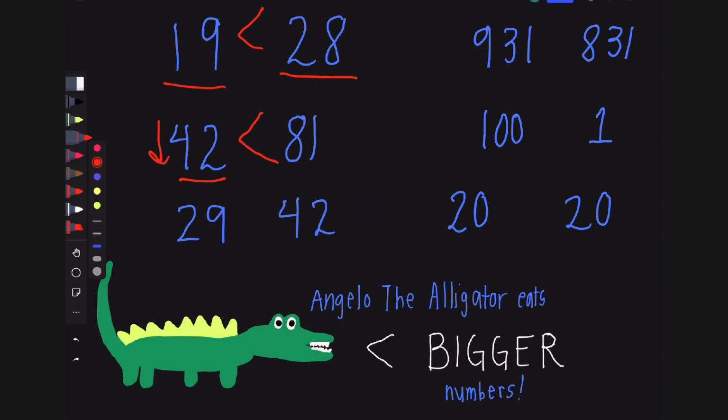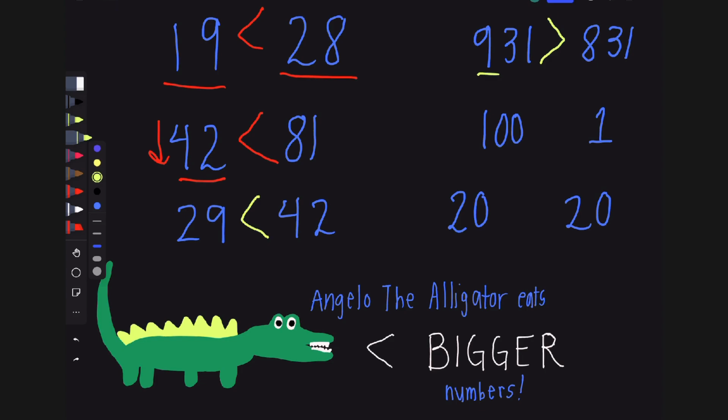Try these next ones by yourself. And remember, if the number is exactly the same, which sign should we put? After solving these, the answer should be 29 is less than 42. 931 is greater than 831. The 9 is bigger than the 8. So is 900 bigger than 800.